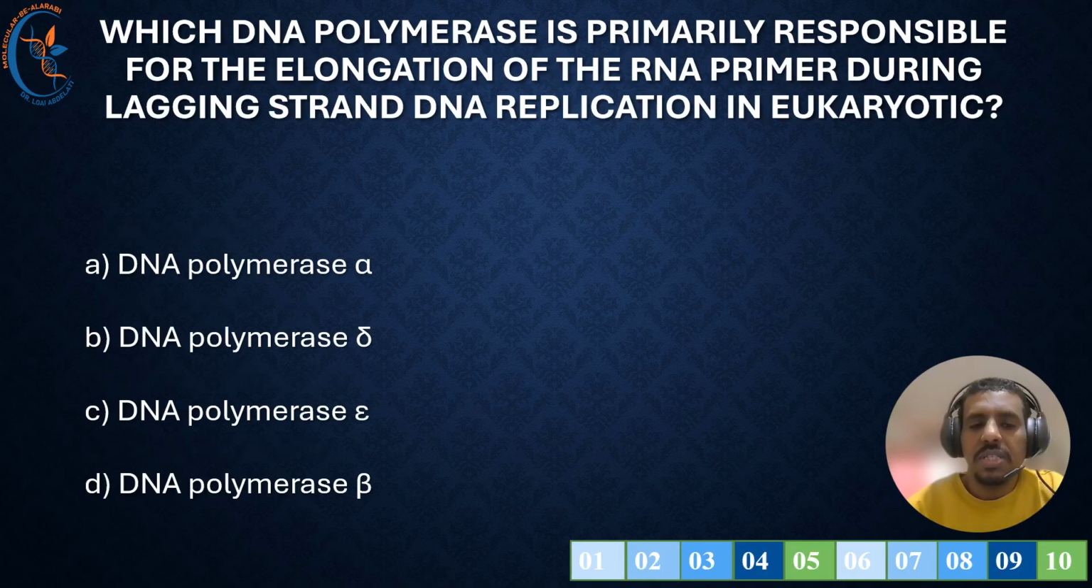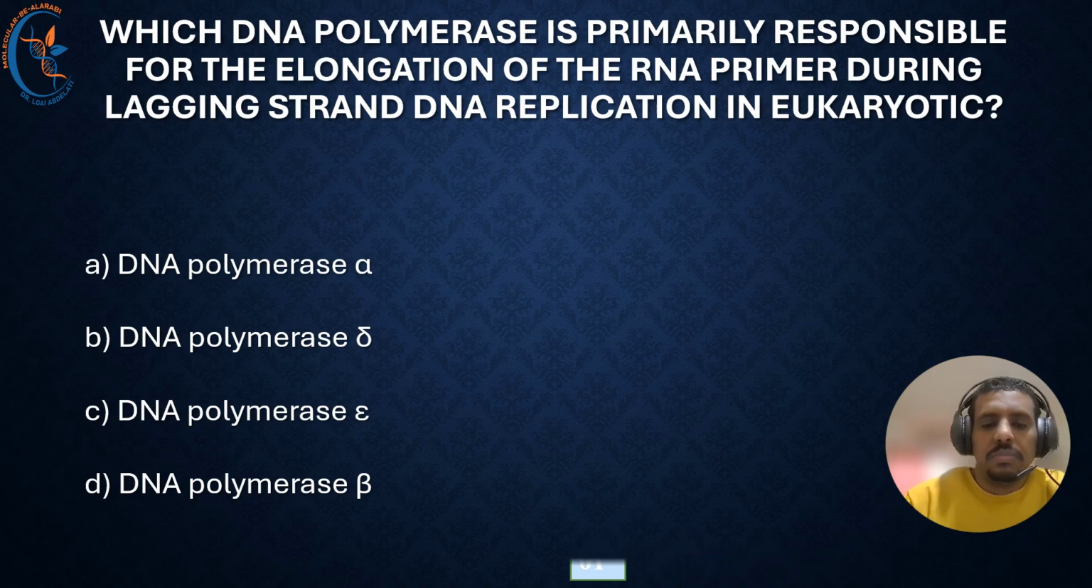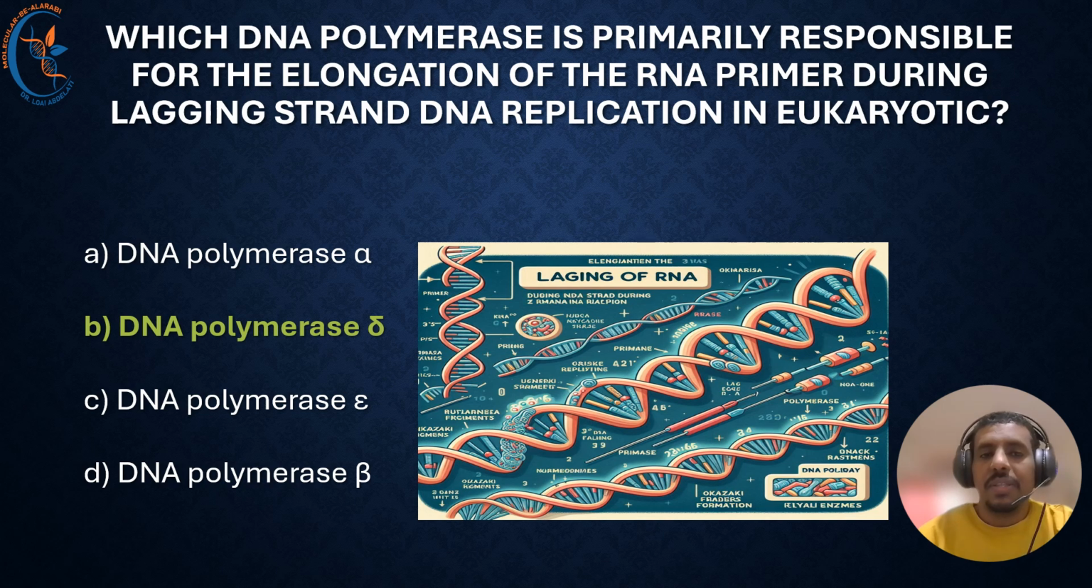Okay, the next question is, which DNA polymerase is primarily responsible for the elongation of the RNA primer during lagging strand DNA replication in eukaryotes? All right. Which one of the four options below? The correct answer is DNA polymerase delta.